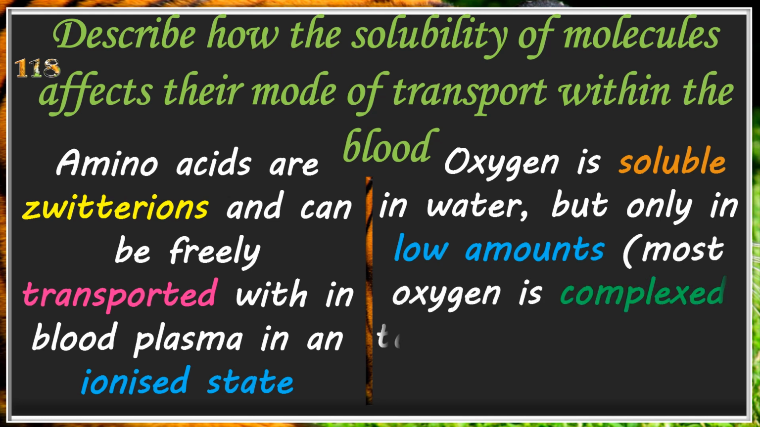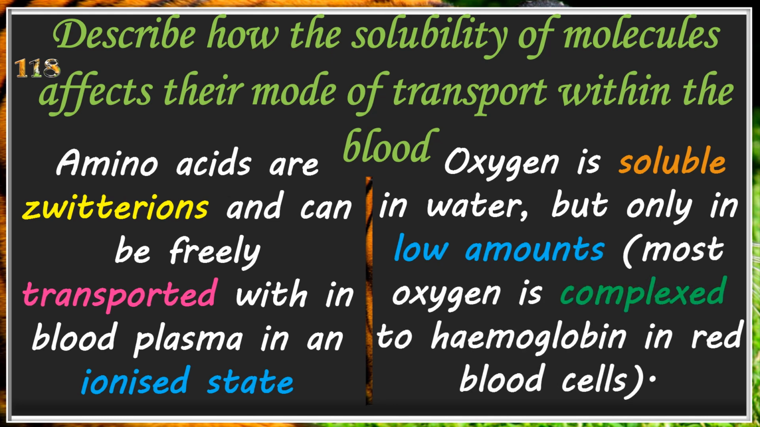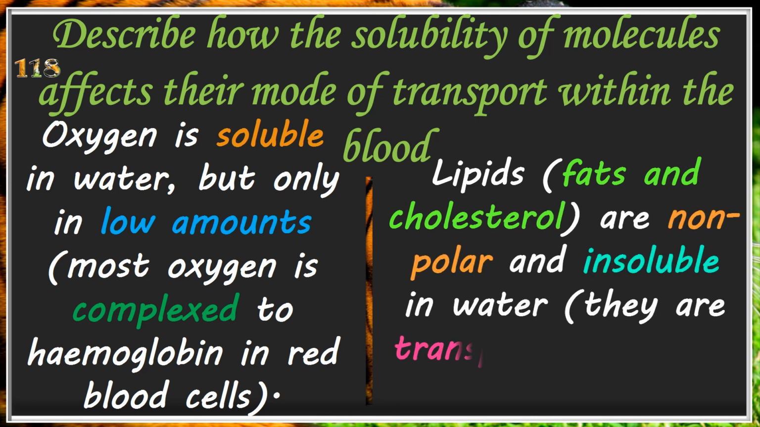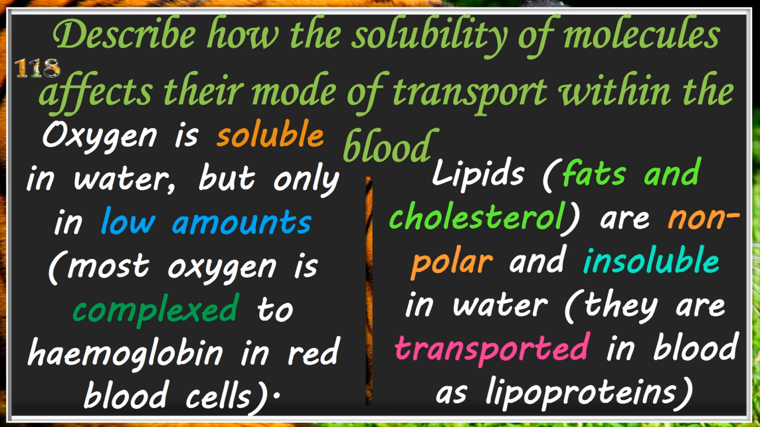Oxygen is soluble in water, but only in low amounts. Most oxygen is complexed to hemoglobin in red blood cells. Lipids, those are fats and cholesterol, are nonpolar and insoluble in water. Therefore, they are transported in blood as lipoproteins.